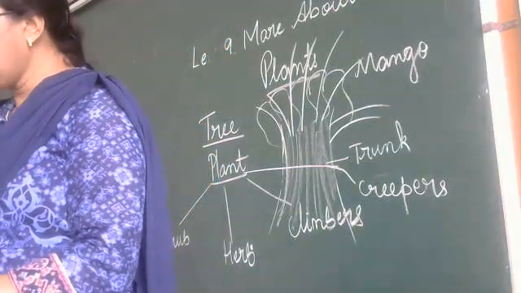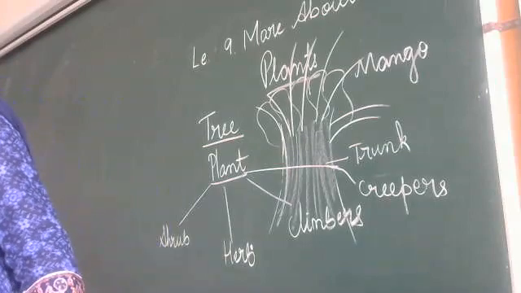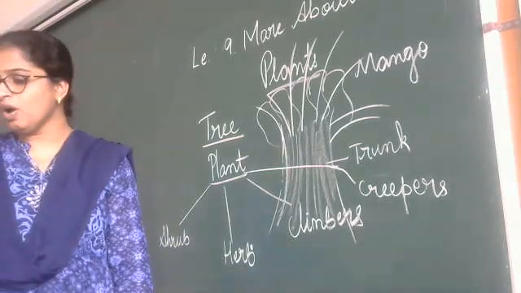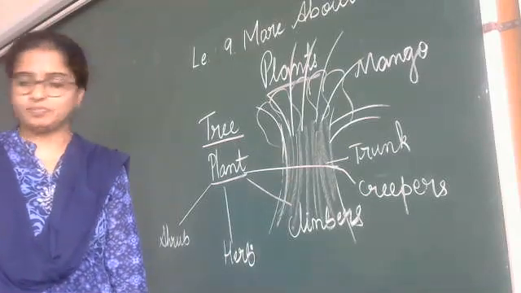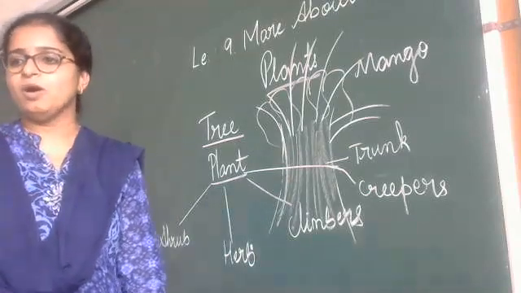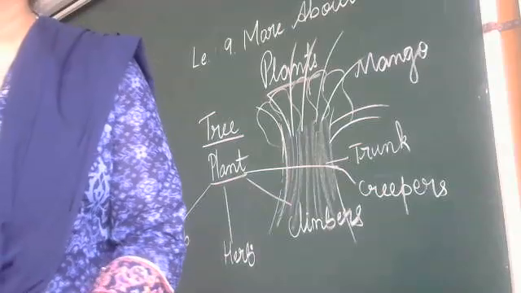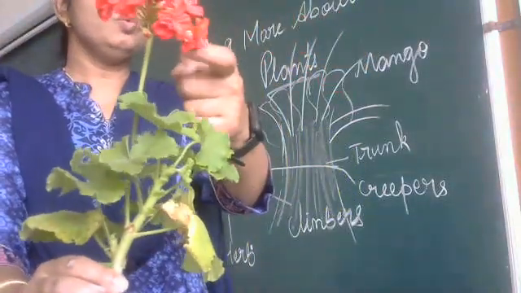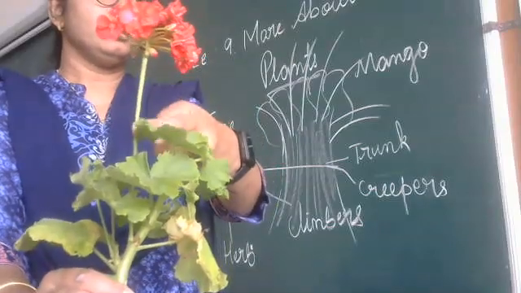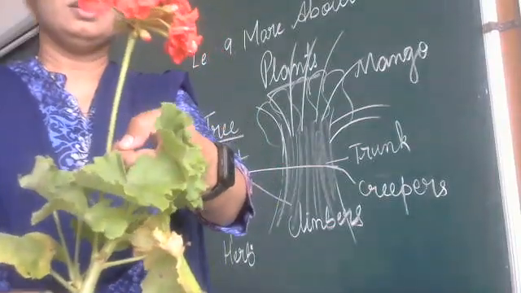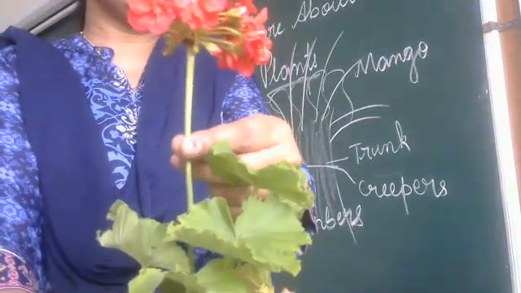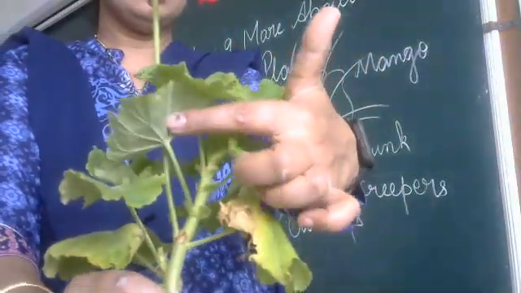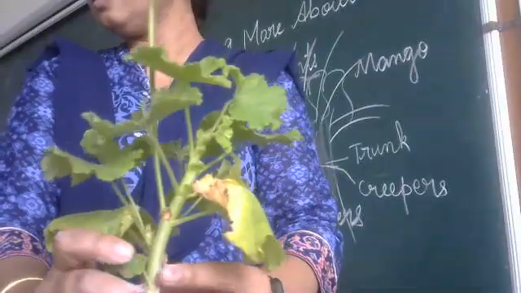And next is herb. What is herb? A small plant with a soft and green stem. Herb means a small plant. See here. It has no woody stem. ये woody नहीं है. ये green color में है. The stems are in green color. See. Green color के stem है ना यहाँ.